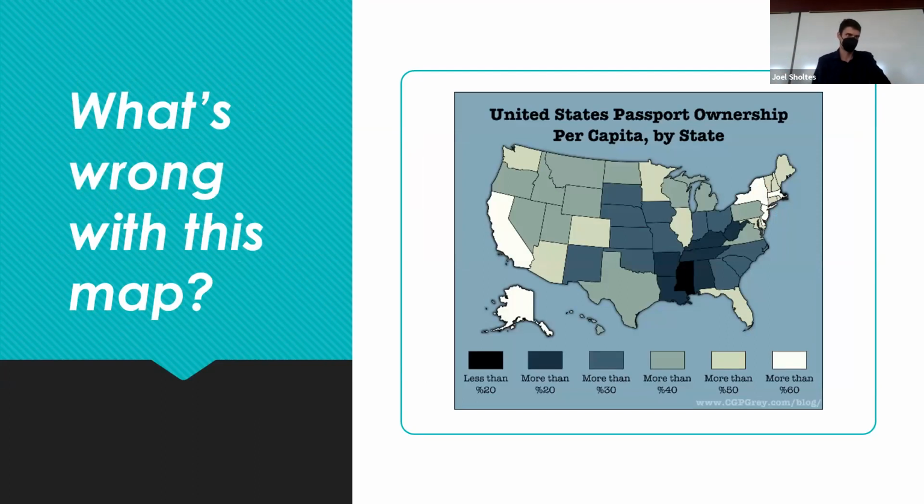How about this map? Yeah, the color scheme maybe is a little troublesome. At least there's a legend this time. What's going on with the legend? Does that feel intuitive to you? No, because more than 50 is also great. More than 20 is also more than 30. Yeah, the legend doesn't make any sense.